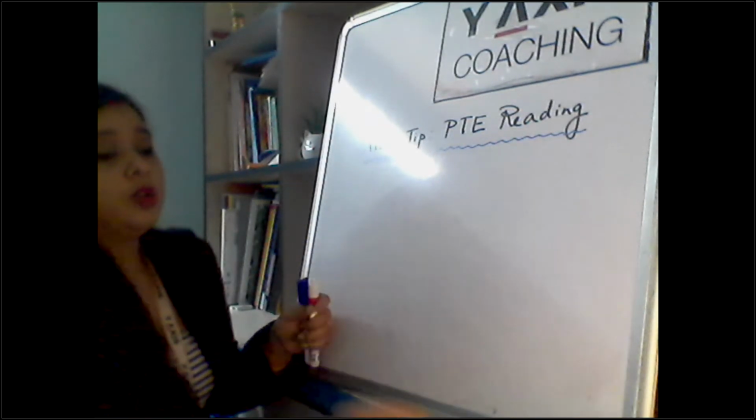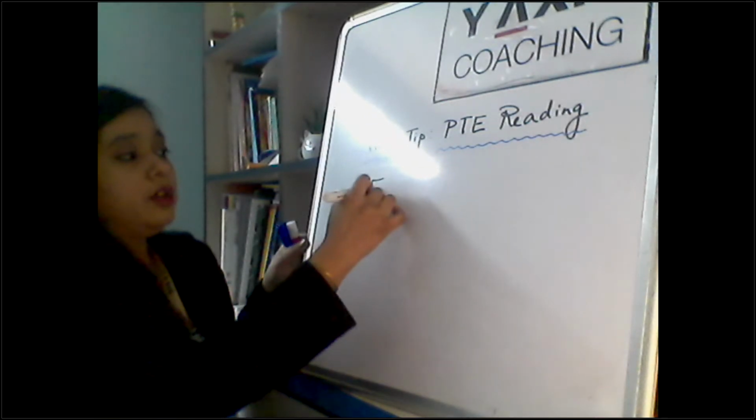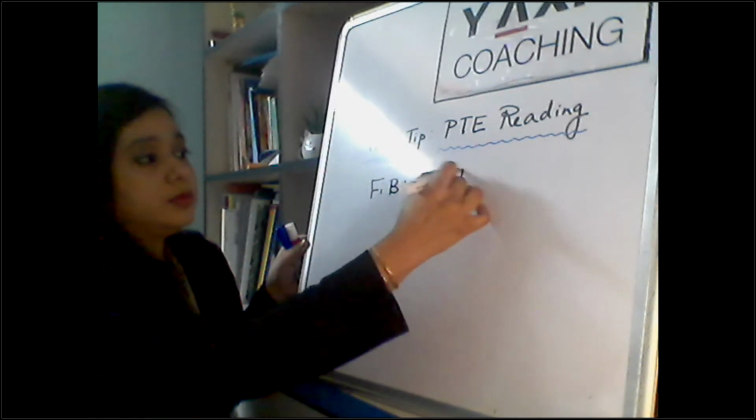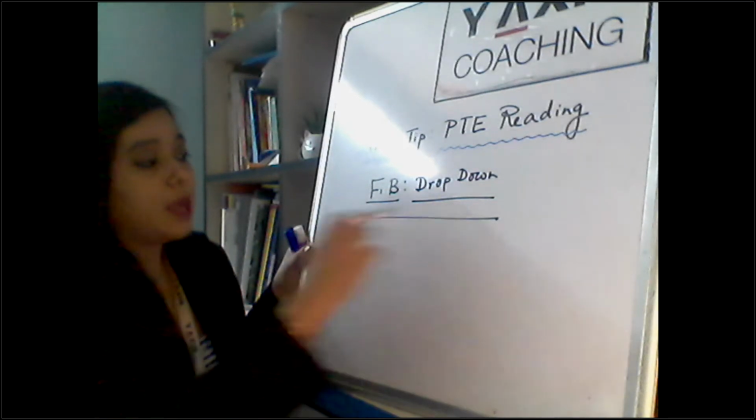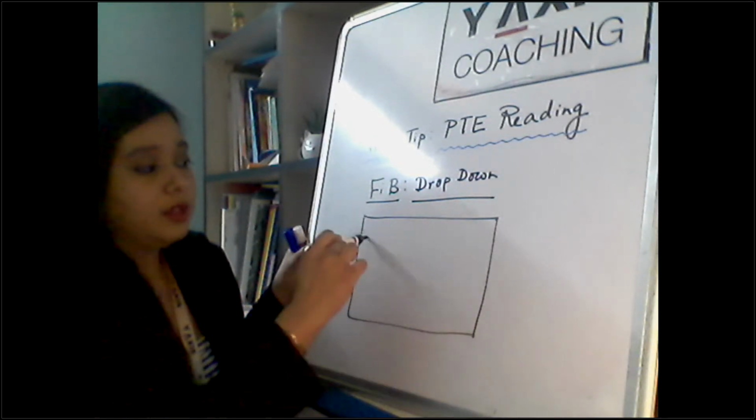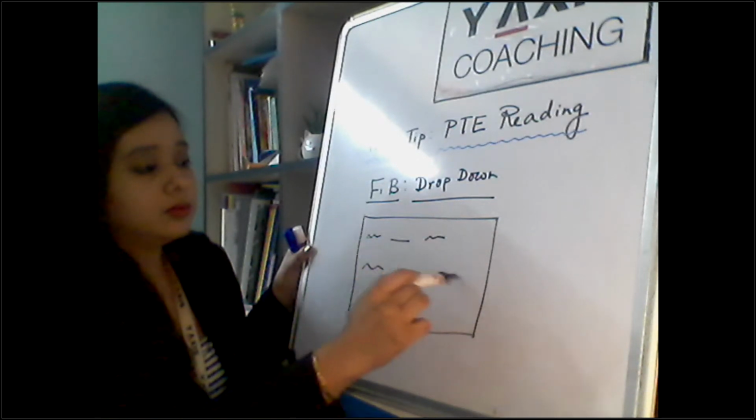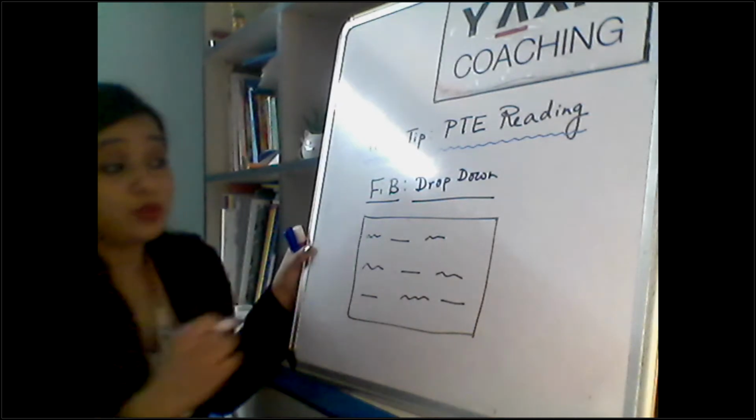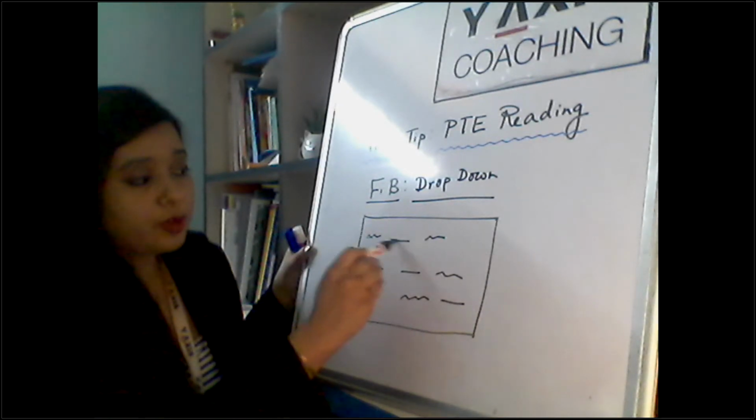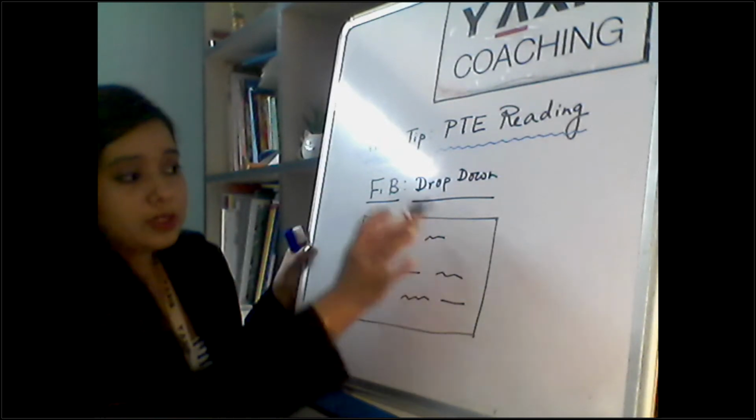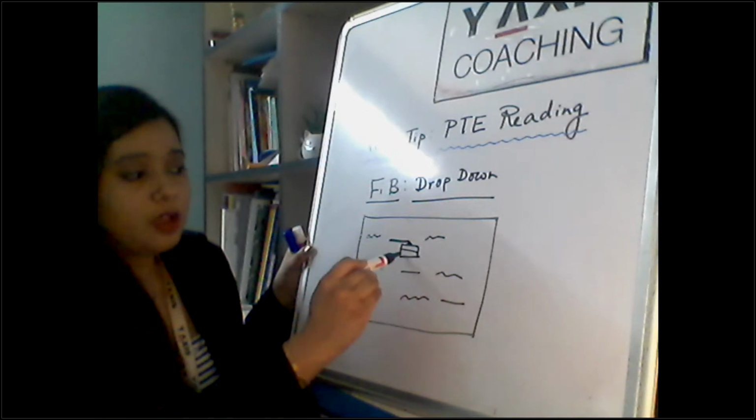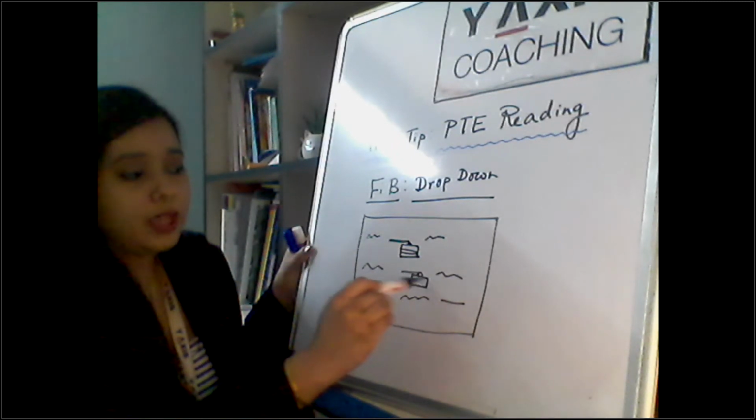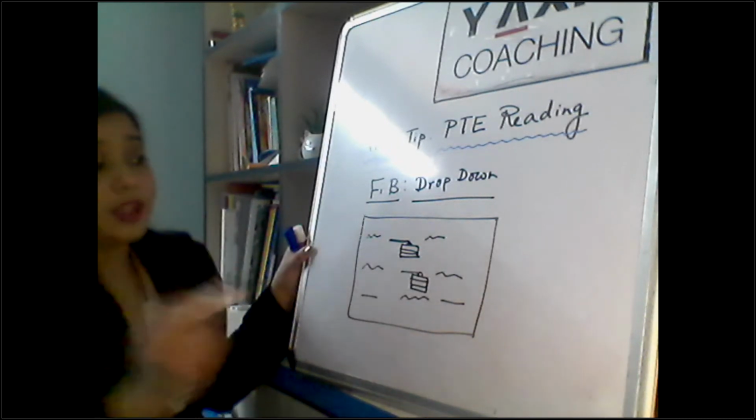So what do we expect when it comes to fill in the blanks drop down? In this case, we will be having a gapped text. Generally 3 to 4 blanks will be there. You have to fill in this gapped text with words, and the options will be provided. There will be a drop down option. Once you click on that drop down option, around 2 to 3 options will be there, and you have to choose the right answer.